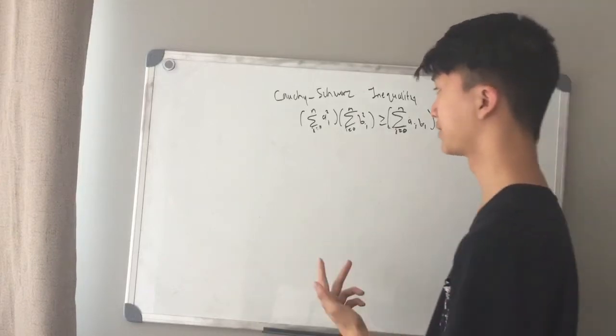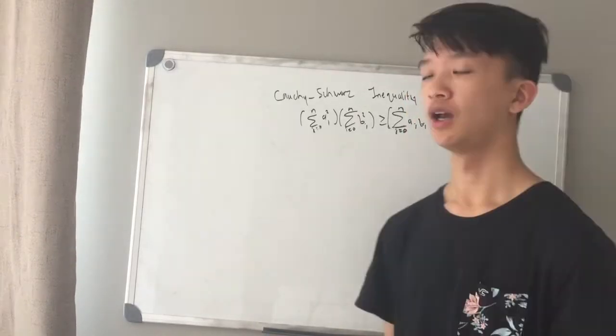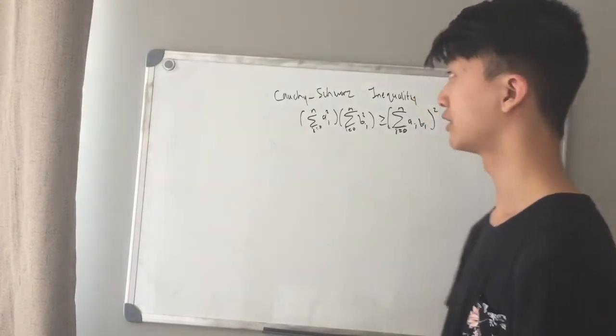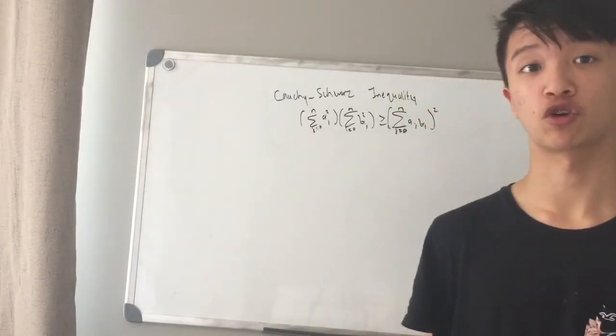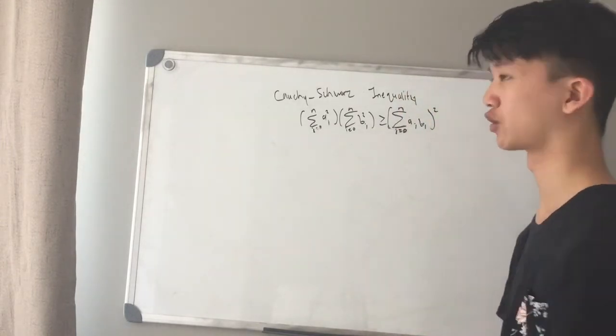The product of sums is greater than or equal to the sum of products squared. And for more information about this inequality, you should check the videos linked in the description. But today, I want to show you a special case of the Cauchy-Schwarz inequality.